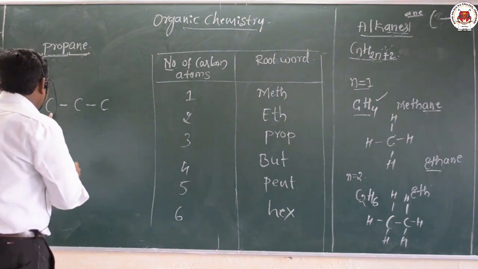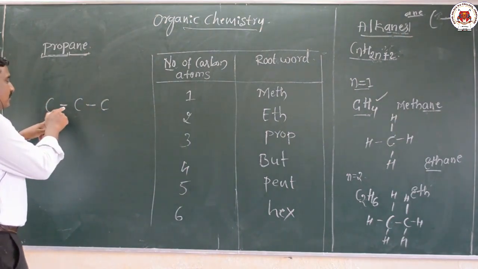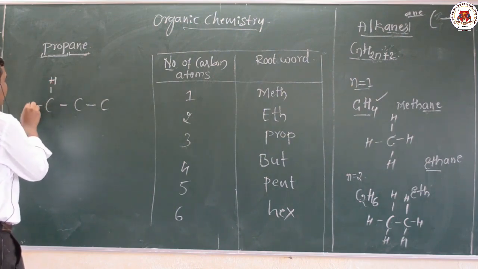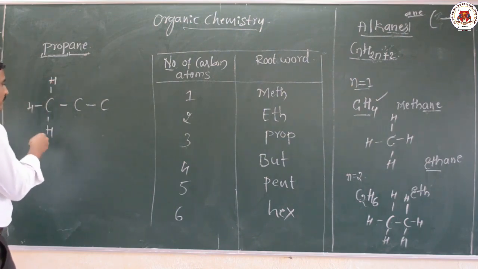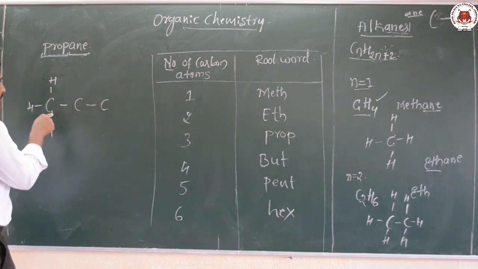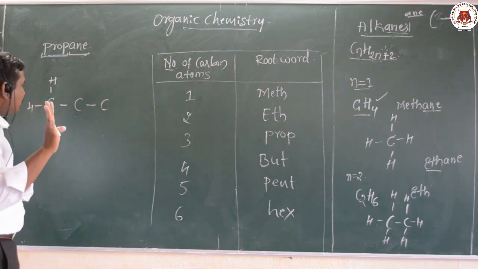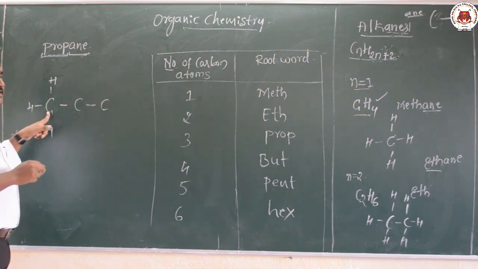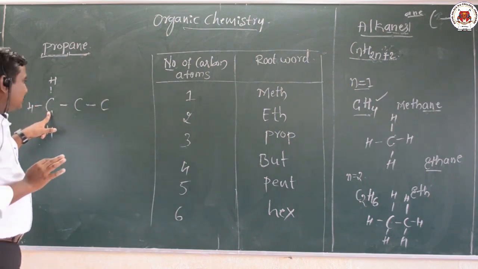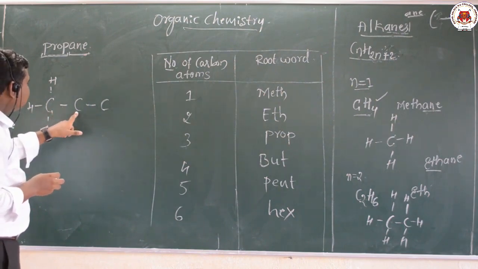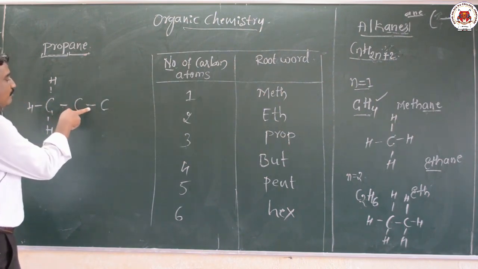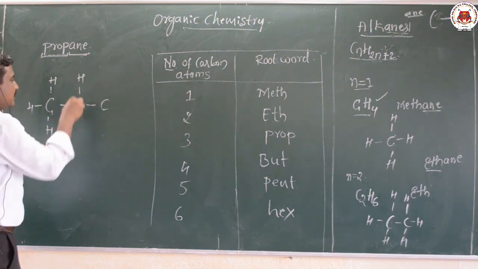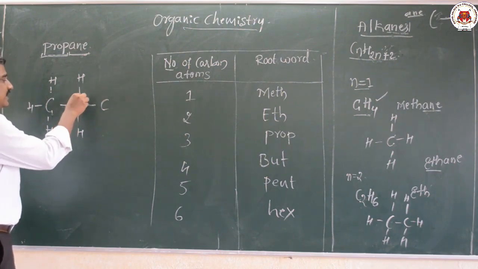Now here this carbon has 1 bond, so 1 valency is used. For this you have to write 3 hydrogen atoms. After writing 3 hydrogen atoms, this carbon has 4 valency: 1 bond, 2, 3, 4. Okay, this carbon satisfied its tetravalency. Now this carbon atom has 2 bonds. So by writing 2 hydrogen atoms, this carbon satisfied its tetravalency.